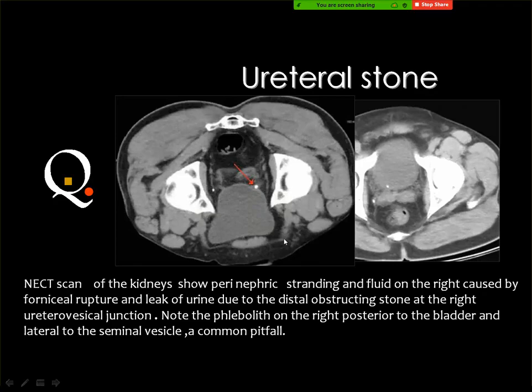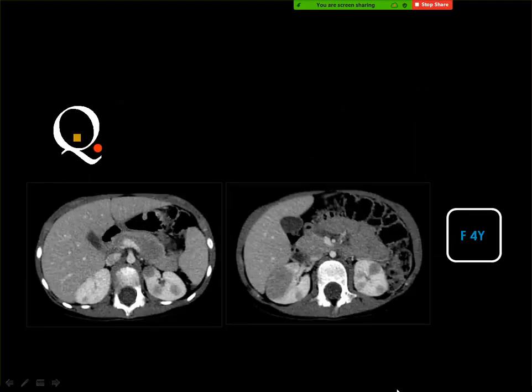You put the patient in the prone position, and you look for the site of the stone. If it is in the ureter, it will not change its position. But if it is a floating stone in the bladder, it will change its position between the prone and the supine scans.